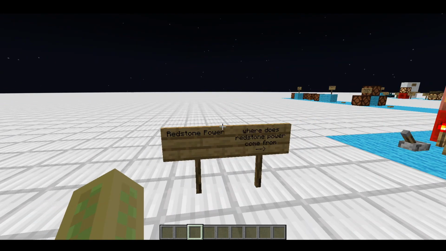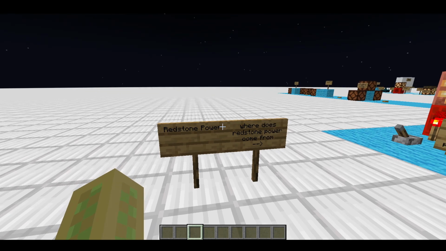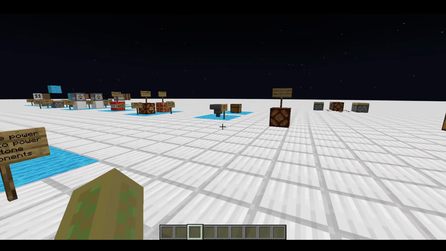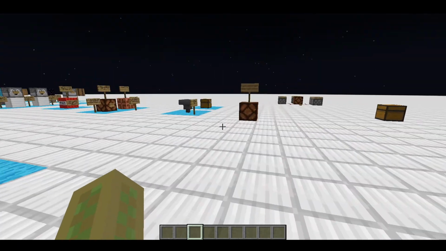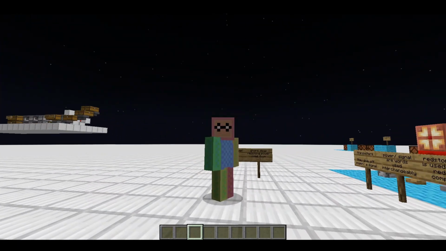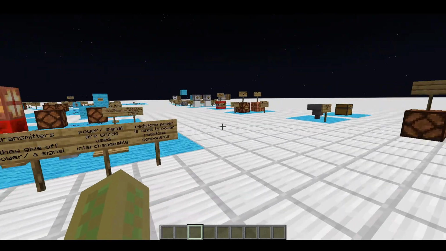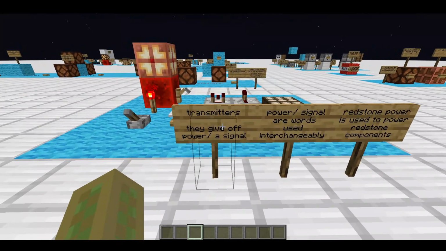Redstone power. Where does redstone power come from? And what does it do? Redstone power basically activates the redstone components that I showed off last video. So if you want to know what redstone components are, go watch the redstone component video. If you already know what they are, then let's get started.